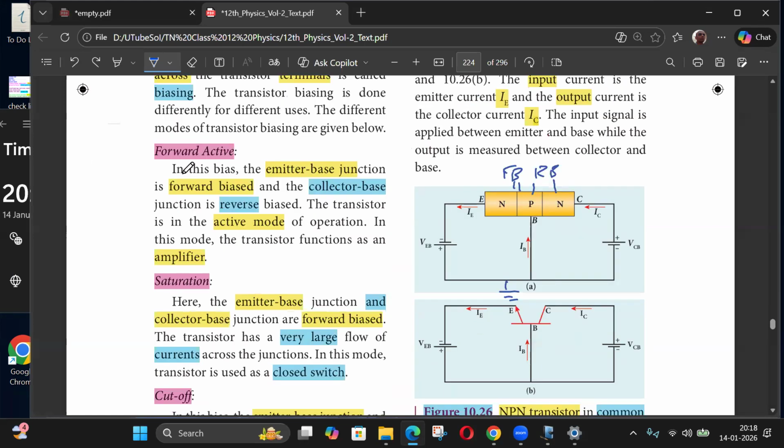Forward active means the emitter base is forward biased, and the collector base is reverse biased. This is the normal mode. It's called active mode, used as an amplifier.